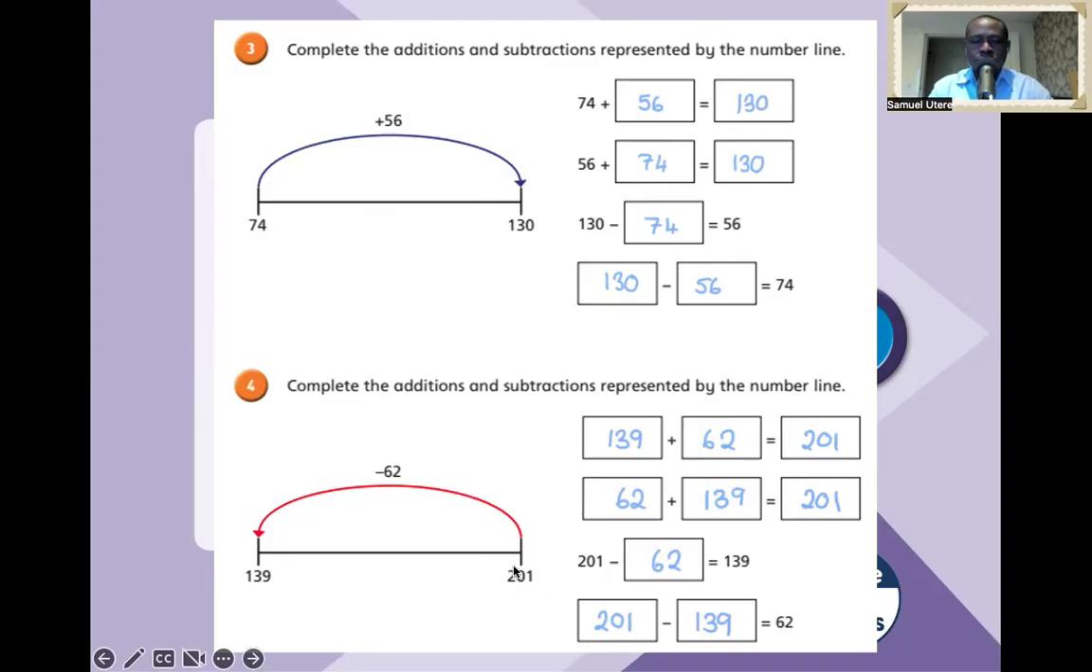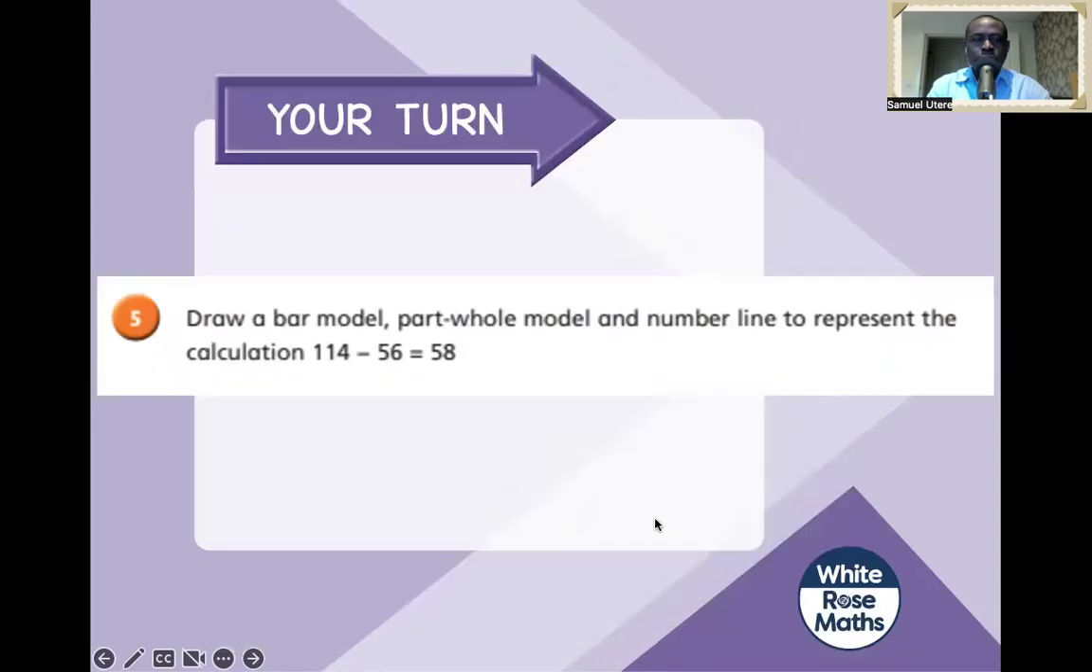Here, this shows subtraction. So we can write this like this. 139 add 62 will give us 201, and we can write it in a commutative form. So that's commutative. Both of them are commutative. So regardless of the order we write it, we'll get the same answer. Here, we can see the results of different ways of writing the same calculation. Pause the video and answer question 5 in 1 minute.